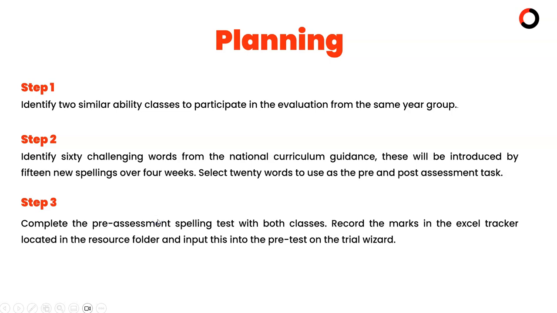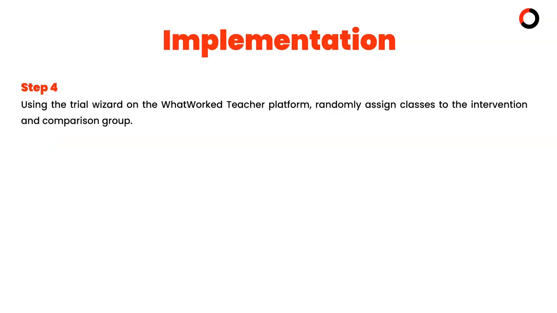Step 3. Complete the pre-assessment spelling test with both classes. Record the marks in the Excel tracker and then input this into the pre-test on the trial wizard. As you're using class data, we do advise one teacher reads out the scores while the other inputs. It does make this process a little bit easier. Next, for step 4, using the trial wizard on What Worked Teachers platform, randomly assign classes to the intervention and the comparison group.